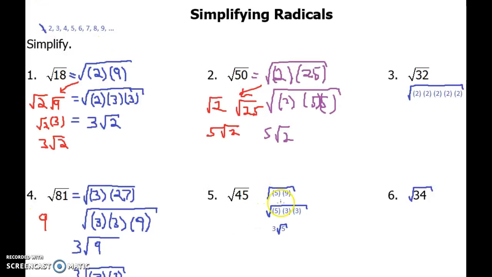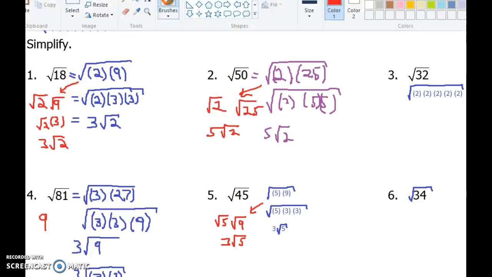Okay, picking back up, 45 breaks up into 5 and 9. 9 breaks up into 3 and 3. Since you have these two 3's, you can pull out the 3 and you have 3 square roots of 5. If you want to break it down, go the quicker way. That's square root of 5 and square root of 9. Square root of 9 is 3. So that's 3 square roots of 5. That's it. Coming over to 3 here. We're almost done with this video.